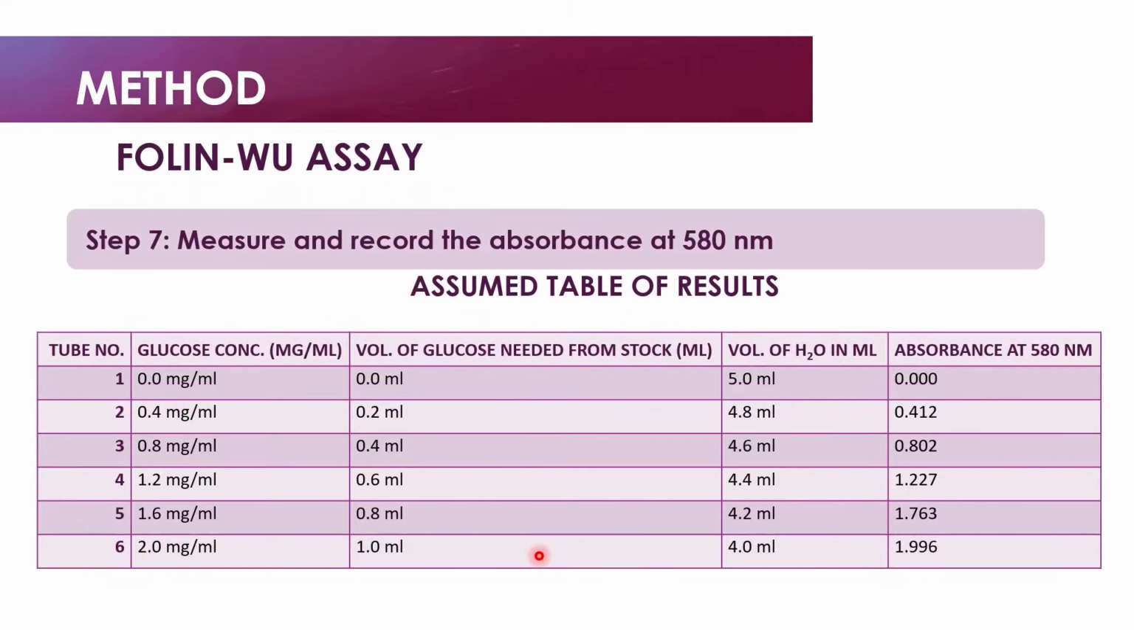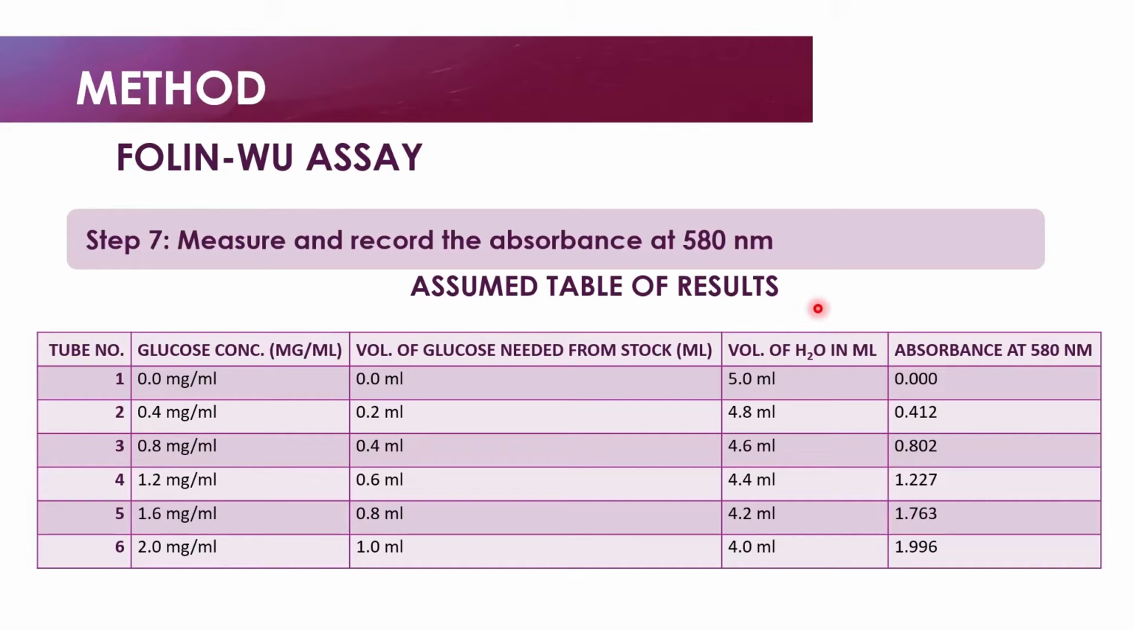And the next step is to measure and record the absorbance at 580 nanometers. So what I can say is that from step 3 to step 7 happens to be the Folin-Wu method.